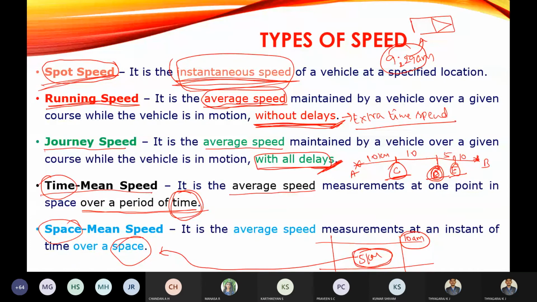Why? Because they will ask you to define all these speeds for 10 marks, 2 marks for defining each speed. So, spot speed, instantaneous speed of the vehicle. Running speed, average speed of the vehicle without any delay. Journey speed, average speed of the vehicle with all delays. Time mean speed, average speed of the vehicle over a period of time. Space mean speed, average speed of the vehicle over a space. Is it clear? All the types of speeds?